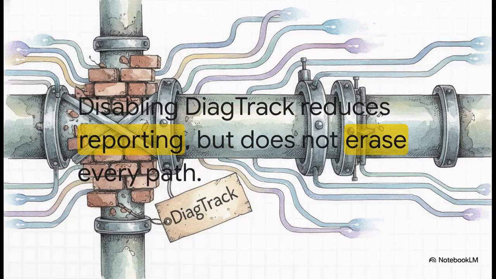So the big takeaway here is that those popular privacy guides you see all over the internet tend to blur the lines between just reducing telemetry and completely turning it off. Disabling DiagTrack is only one piece of a giant puzzle. It absolutely reduces background reporting, but it definitely does not erase every diagnostic path baked into the operating system.